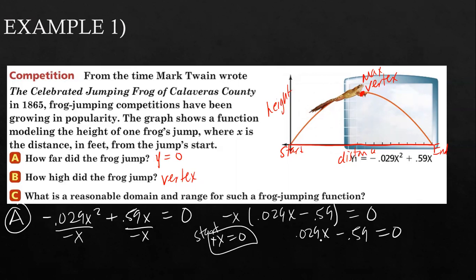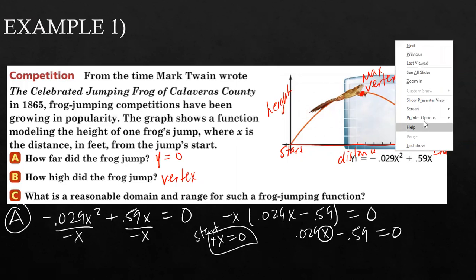Okay. Now we're trying to figure out where did it land. So in order to solve this, what are we doing? What are the two steps that it's going to take to get X by itself? We're going to add 0.59, and then we're going to divide by 0.029. Does that sound about right?